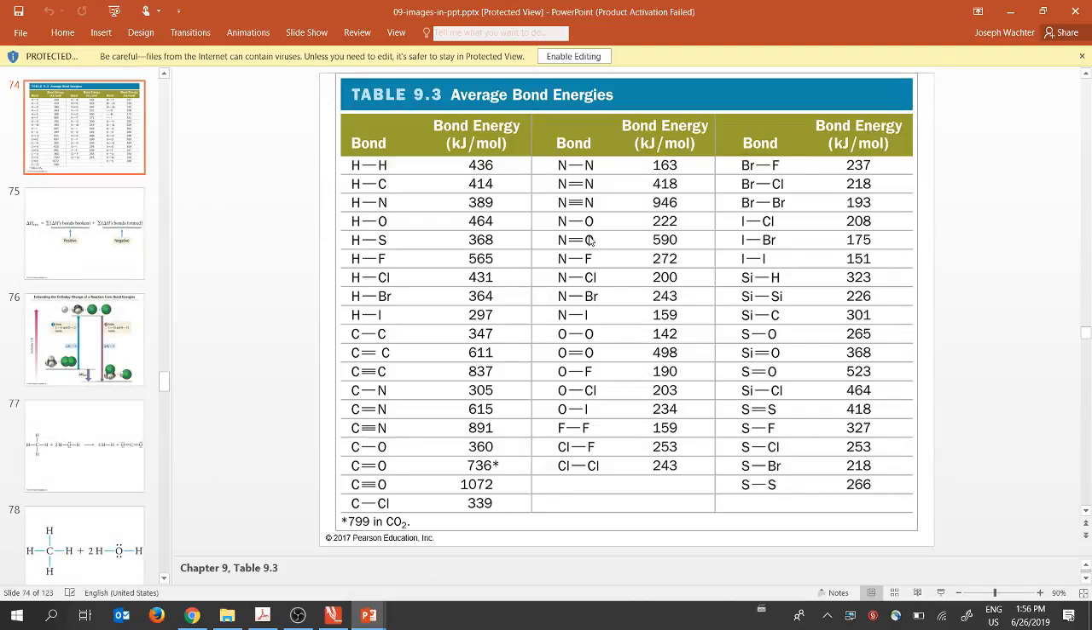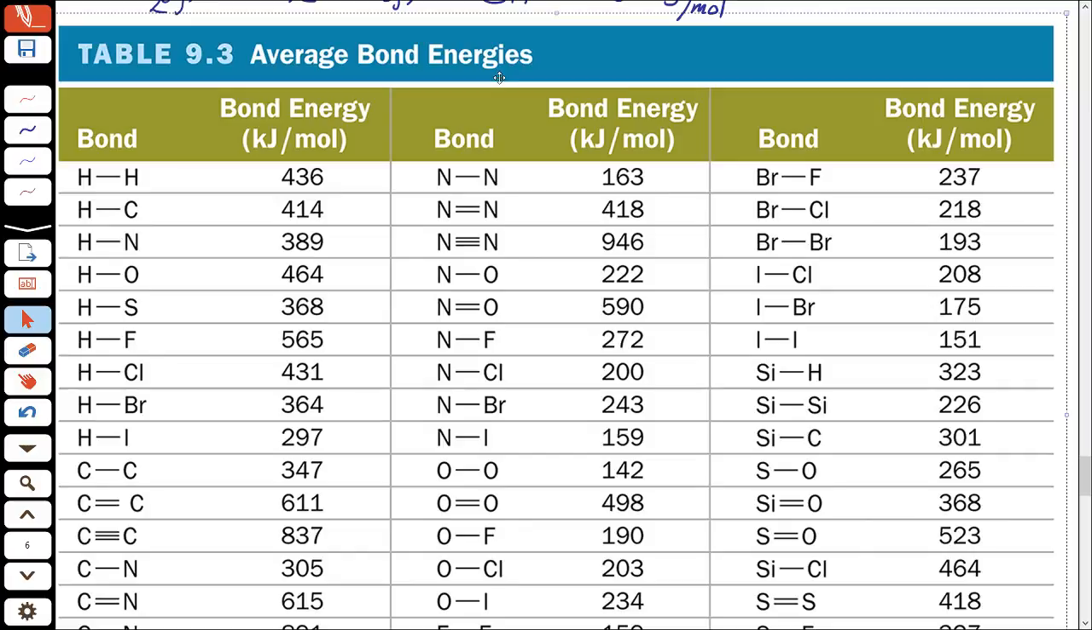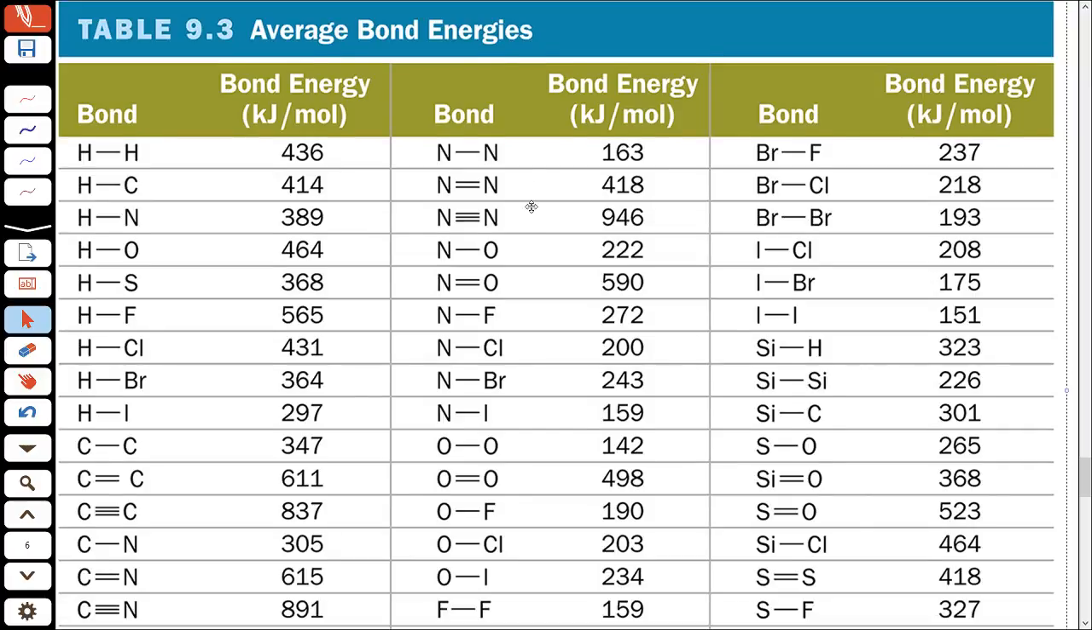So here's a table of some bond energies. You can find it in your book, or you can find it here in the notes, since I just put it in there. All right, and you can see, relatively speaking, there's a pretty big range. Some of the strongest bonds are, of course, the multiple bonds. So multiple bonds tend to be stronger than single bonds, but not in a linear fashion.